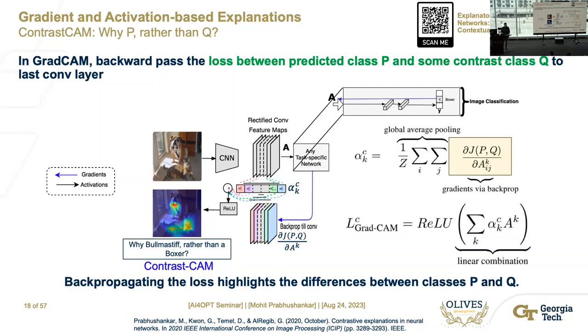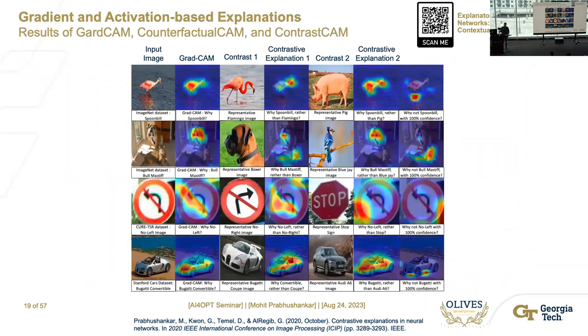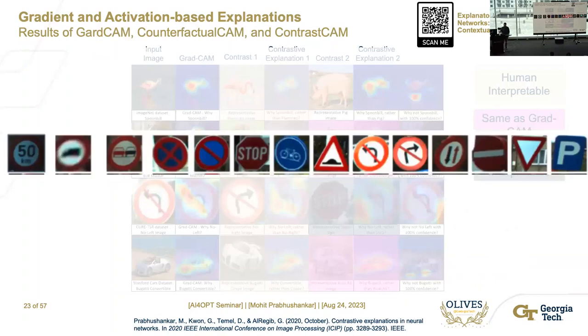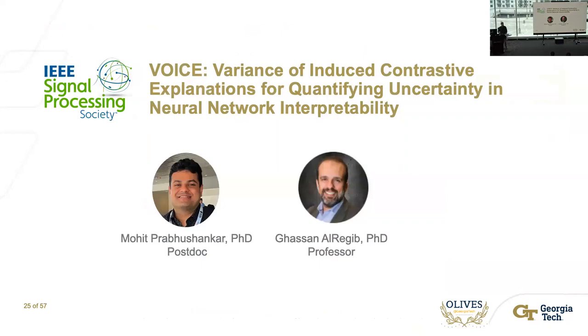Now, I do have a few examples of where it is helpful, but in the interest of time, I'll probably go to the next stage, which is essentially what we can do with these contrastive explanations and how it relates to uncertainty and intervenability.